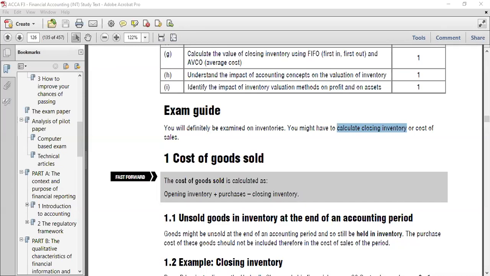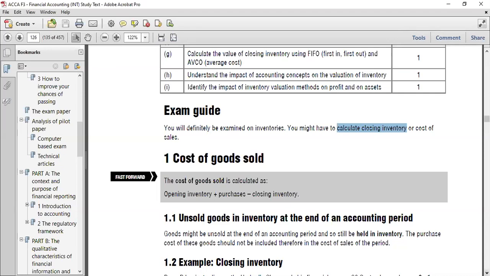And all they want you to do is to be able to determine the value of inventory that you're going to use within your calculations. What the examiner wants there is to test your understanding of inventory. By that I mean you need to know how inventory is valued. So I'm going to show you one of the examples where the examiner may want to test that. But for now, we can try to proceed.